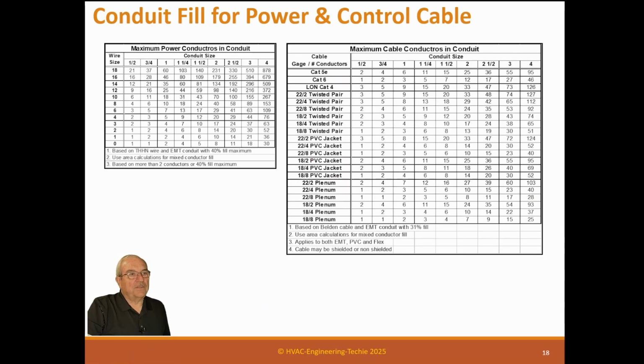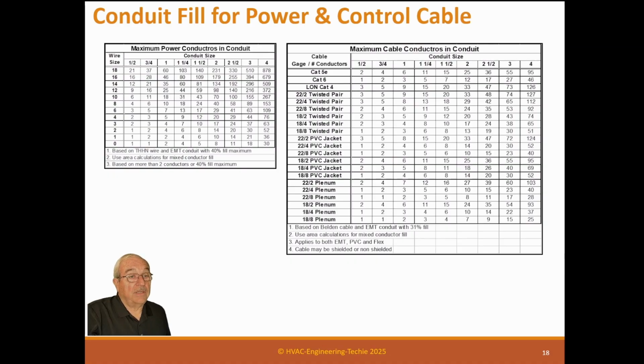Okay, so these are the conduit fill for control and power cables. So these are power cables, and these are the power cable size. This is the gauge of wire. And these are for THHN wire. They're for 40% maximum fill. And so this is the conduit size. So if you have like a 2-inch conduit over here, and you have, say, number 10 wire, it's going to be that amount. It's quite a few. So you could get those in there.